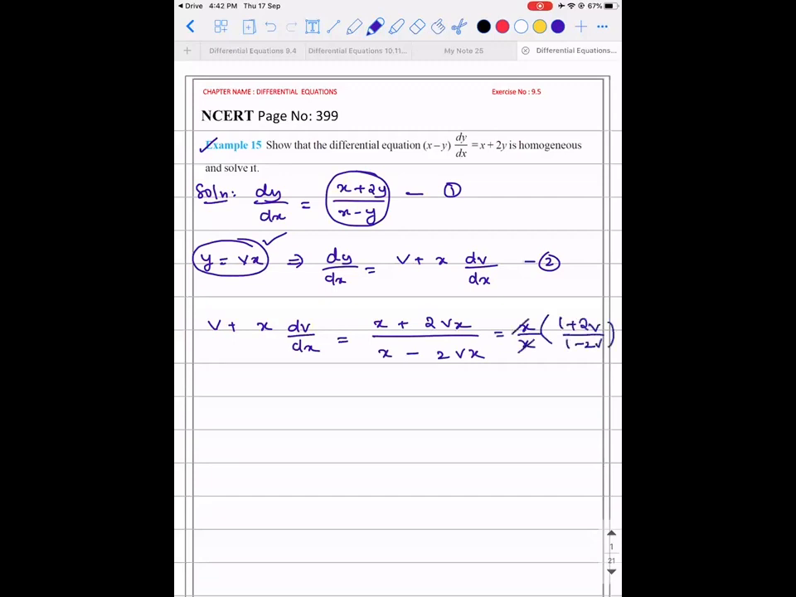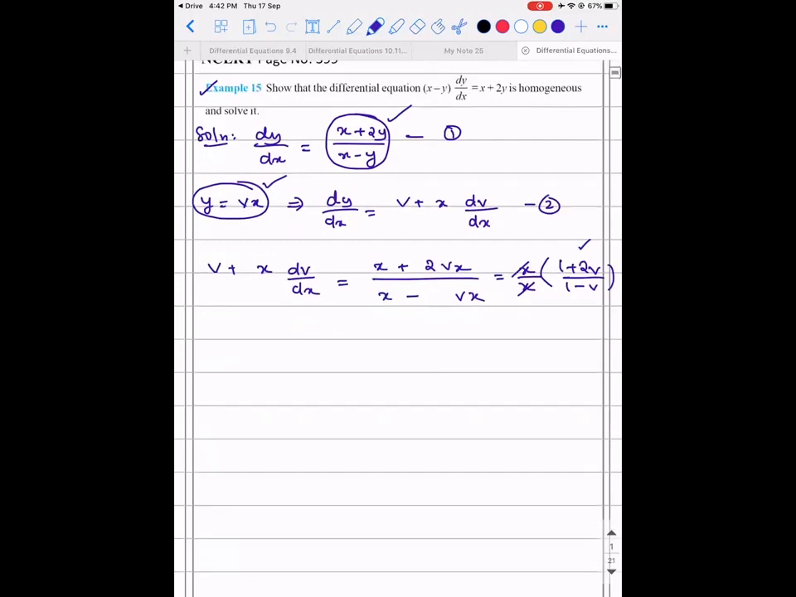Now observe, from 2 variables, we have converted it to 1 variable. That is the reason why we are doing it. Sir, in the denominator, it is x minus vx, no, sir? No, there is no 2. It is 1 minus v. Right, now I hope you are able to understand why we are following this method. Now we can do the rearrangements that are needed.